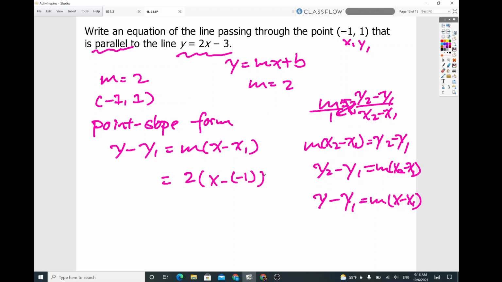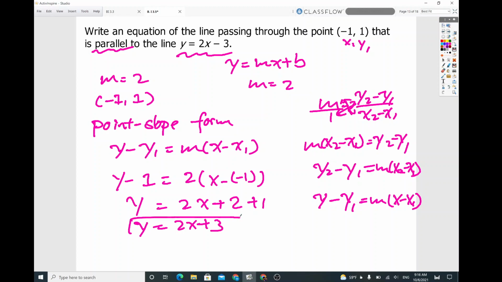Put in the parentheses, and then y minus y1, so y minus 1. Distribute, simplify, so we do have 2x plus 2. And then add 1 on both sides, so y equals 2x plus 3. So this one will be the parallel line, which is parallel to the given equation here.